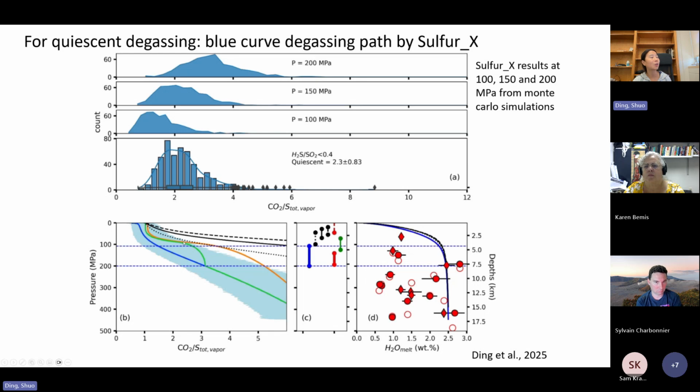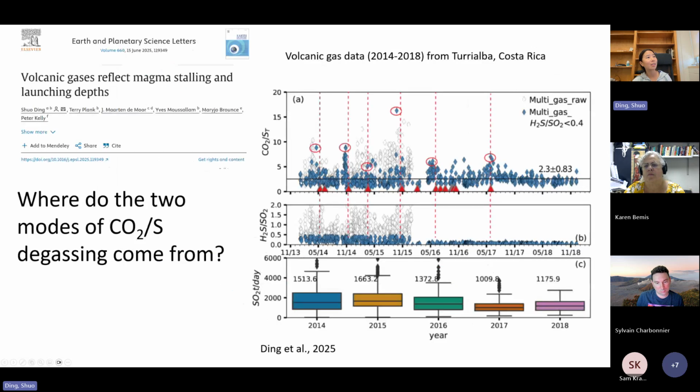This is closed degassing, open degassing, or open all the way from the beginning. We can compare this modeled ratio to what we actually observed in the gas. This is the distribution, around 2.3. By using that, we inferred that this might be a magma stalling region. Magma ascends, stalls there, and continues degassing. That is what creates what we call quiescent degassing, when it's not erupting and is just constantly degassing.